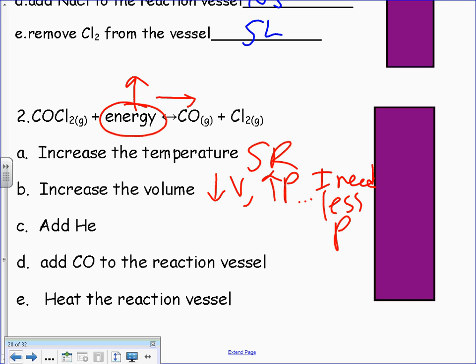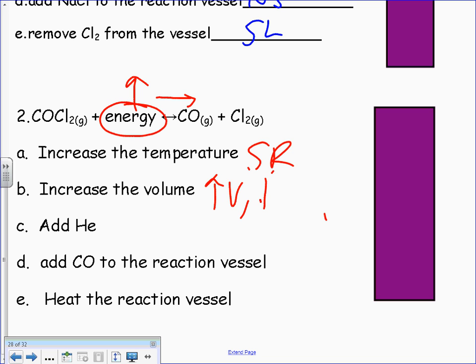Oh, my bad. Sorry. I heard increase, and then I was talking about pressure there. Increase in volume does what to the pressure? Decrease the pressure. You're like, okay, I've got too little pressure. I need to increase the pressure. And how do I increase pressure? Need more particles, which is to the right side. So that's a shift right.